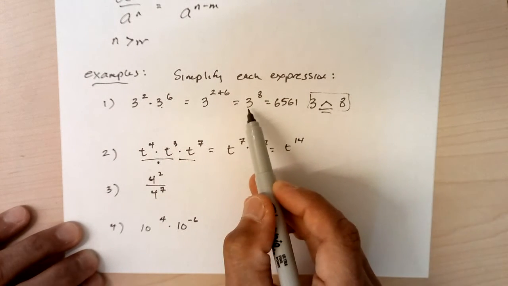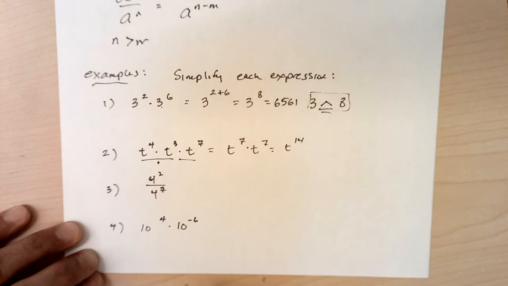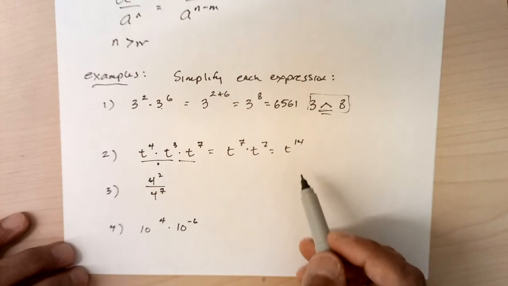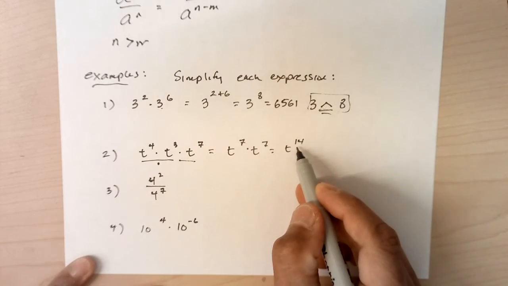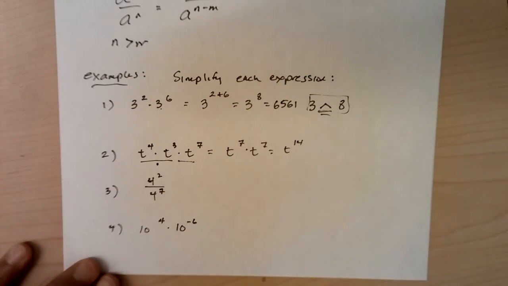Unlike the last example, we could simplify 3 to the 8th because we could do that on our calculators and figure out what that is equal to. T to the 14th, without knowing the value of t, other than it can't be 0, is as simple as you can get it.